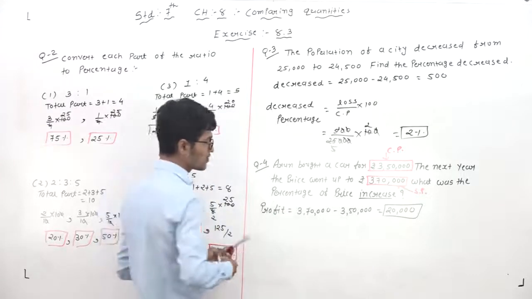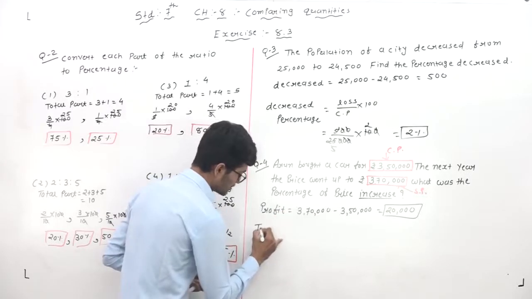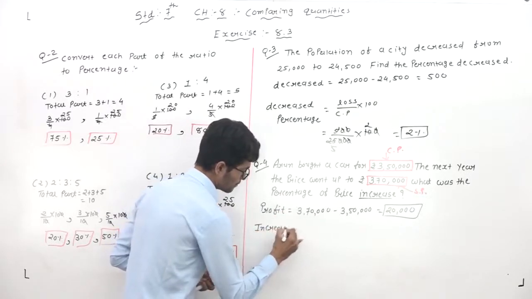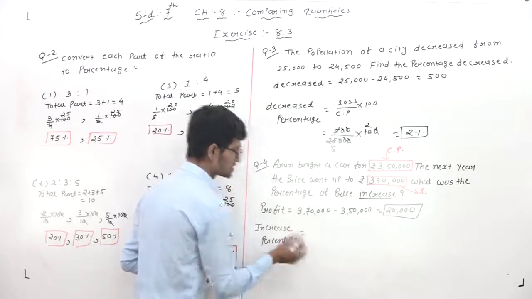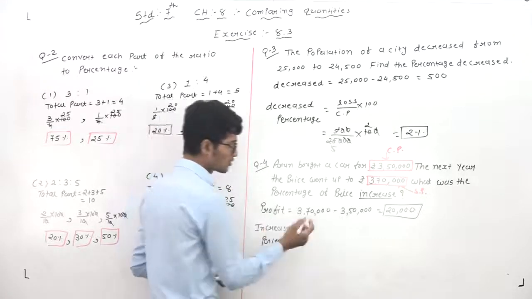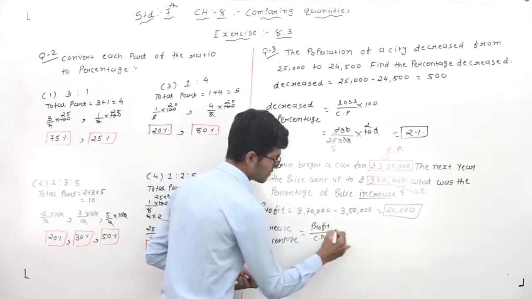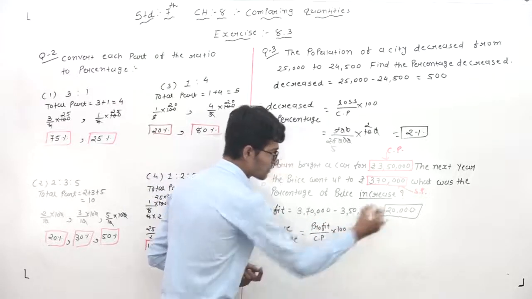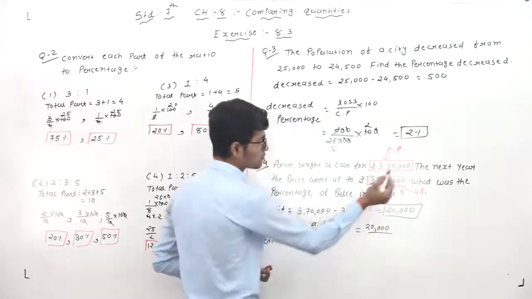Why? Because in this question the answer is in percentage. So write down increase percentage. Increase percentage is one type of the profit percentage. What is the formula? The profit by CP multiply by 100. So what is the profit? Profit is 20,000. CP means cost price is given here.